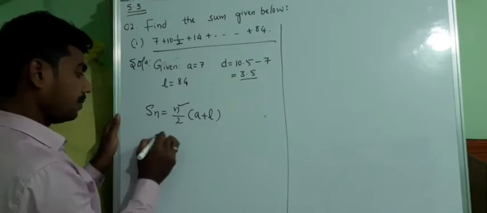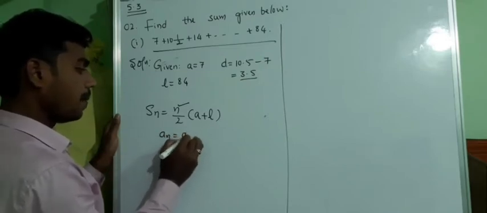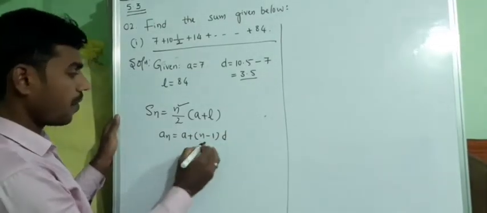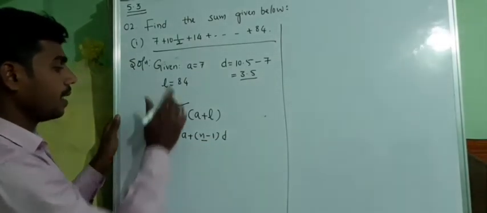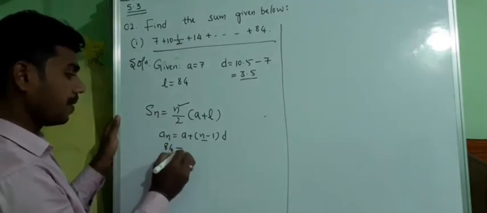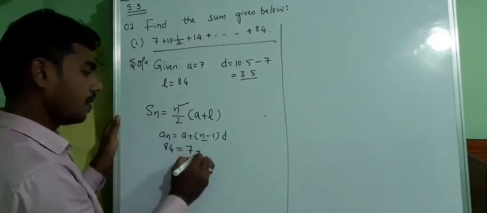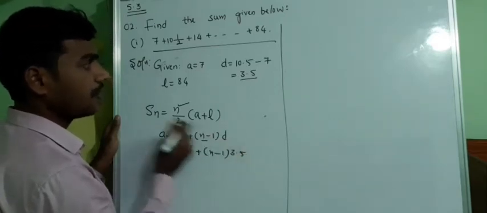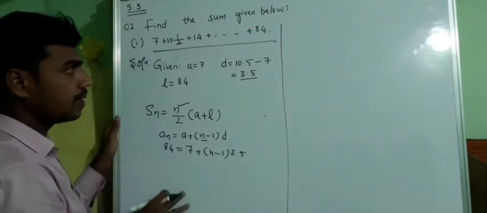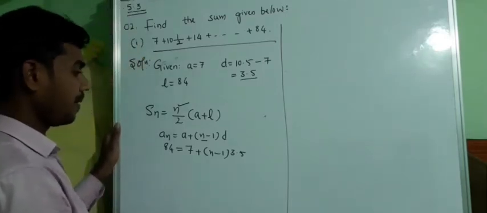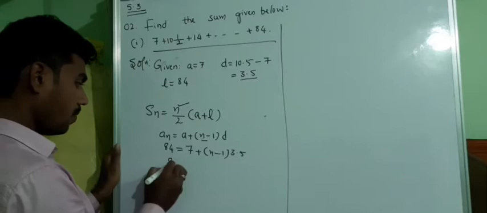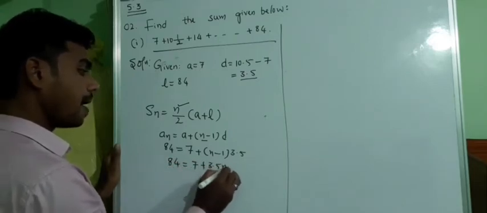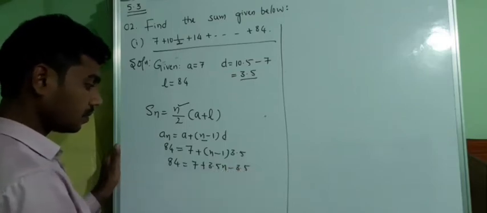So an is equal to a plus (n minus 1) into d. This is the formula, so find the number of terms. The nth term is 84. What is a? 7, plus n, which I need to calculate. What is d? 3.5, so 10.5 minus 7 is nothing but 3.5. Now 84 I'll keep as it is: 7 plus 3.5n minus 3.5. Fine.